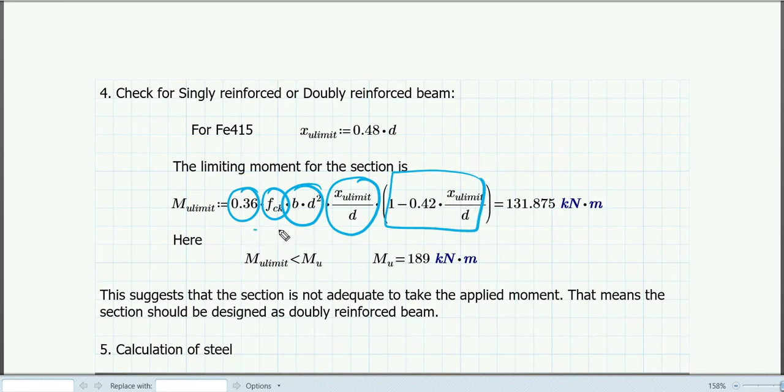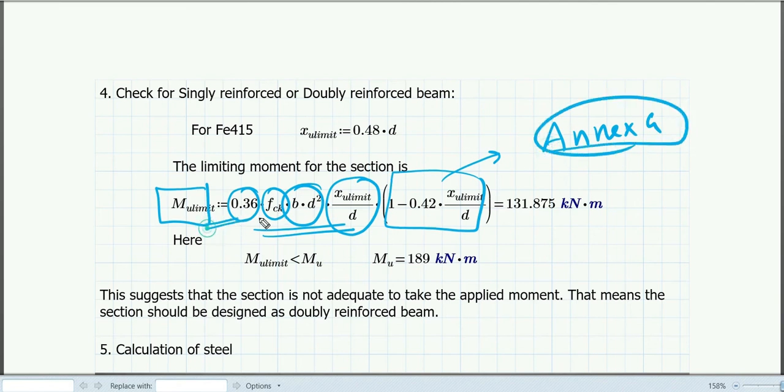You can see in the book also how this equation has been derived. If there is doubt, you can always ask me. Now this is Mu limit, so you just put the values. You can also get this equation in Annex G of IS 456. You put the values of b, d, fck, and xu limit by d, which we already know is 0.48, and you will get the value of 131.875 kilonewton meter.